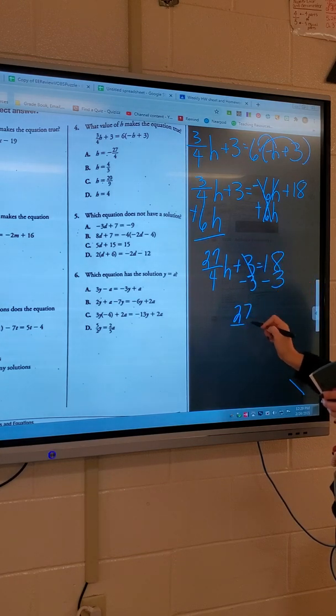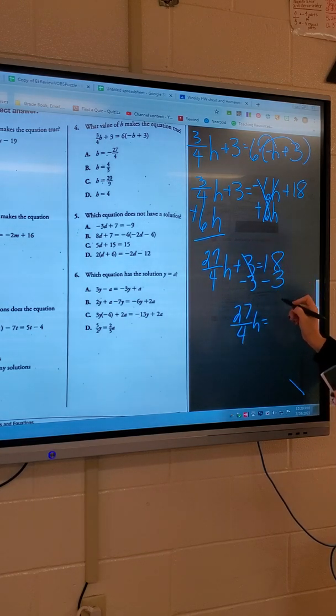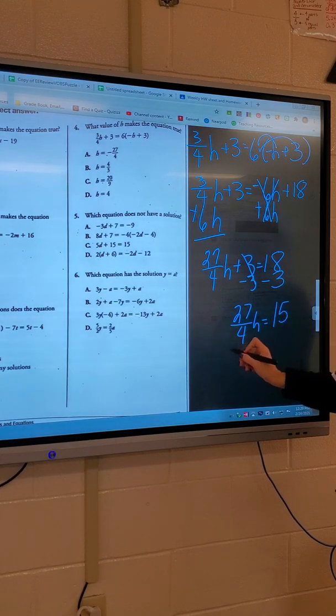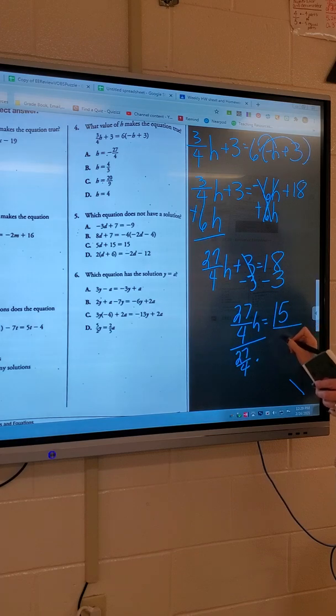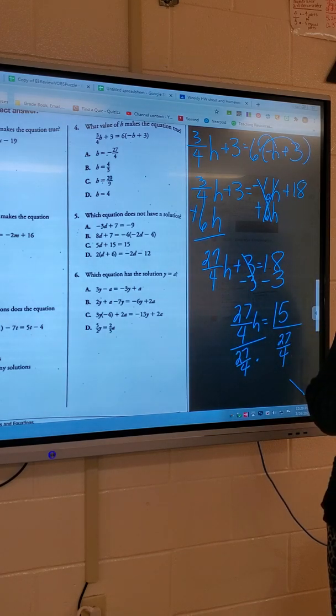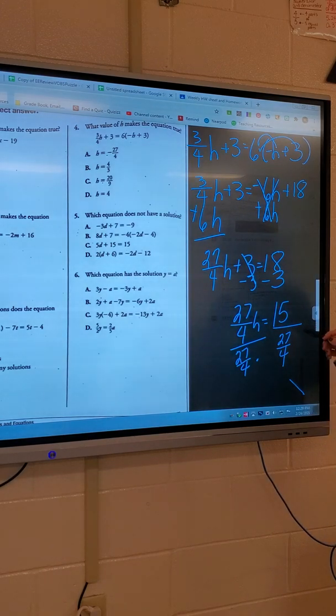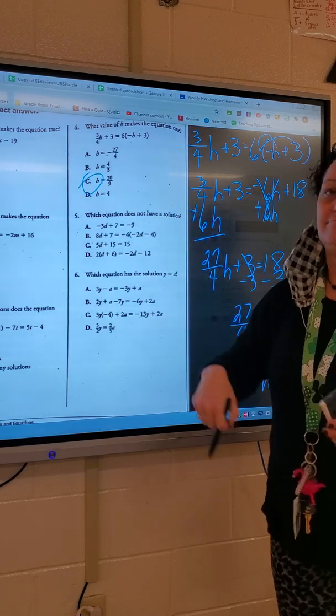And 27/4 h equals 15. I've got to divide by 27/4 on both sides. So I'm going to divide 15 divided by 27/4, and I get 20/9. And if you notice, h equals 20/9. That is an answer choice.